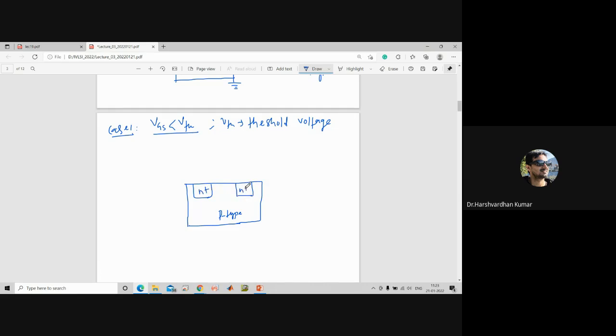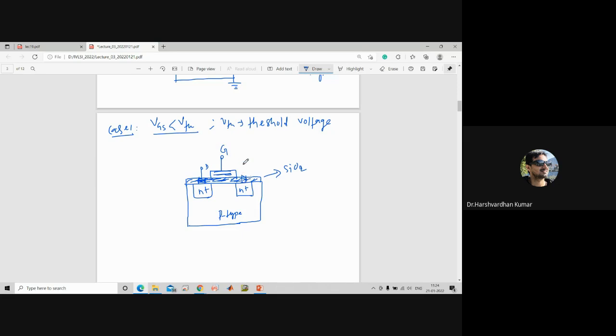N plus region, and again here there will be silicon dioxide, that is an insulator. There will be a metallization here, or through etching we can make the contact. So this is the drain, this is the SiO2 layer, silicon dioxide, and here it will be a gate, right?